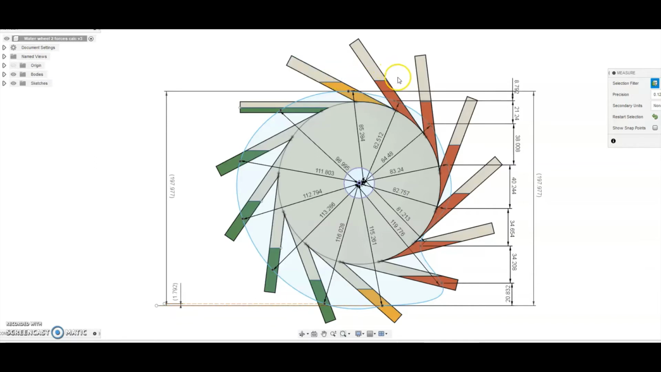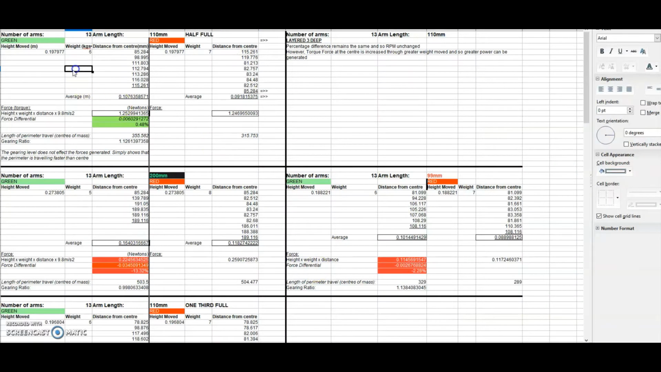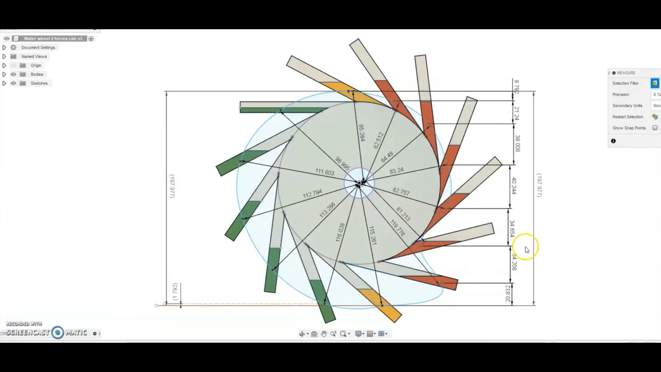So at first glance we are getting a greater weight having to go against gravity, because of the way these arms are filling and moving with the water, than the arms on the left. But we need to see whether that multiplication for the distance is greater than or less than the red. If we take that as an example, and we've plotted that on this spreadsheet, we have 13 arms, 110 millimeter lengths, filled half with water. The total height moved is the same for both, 0.197 meters, 197 millimeters in this case.